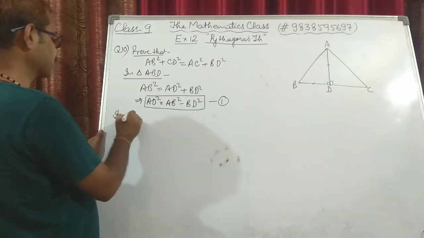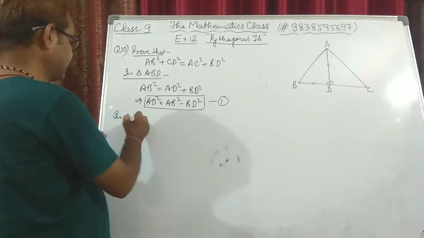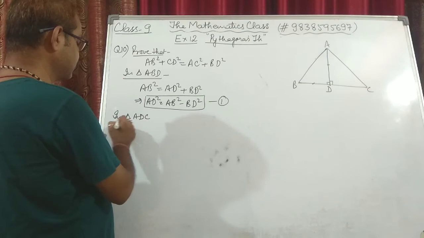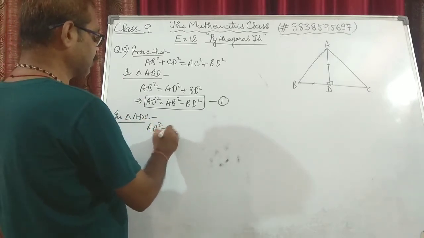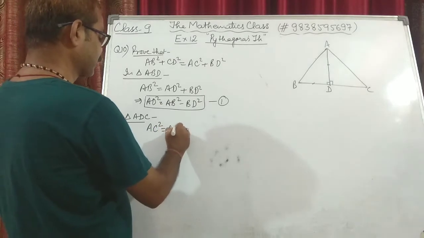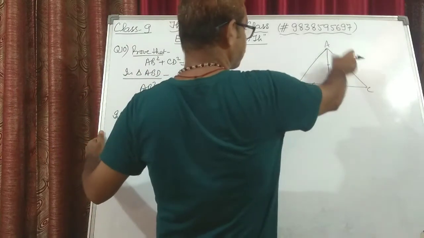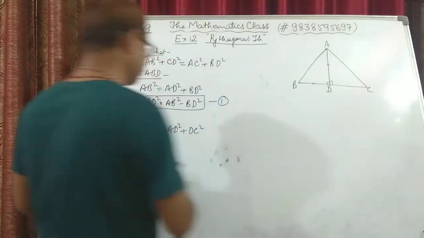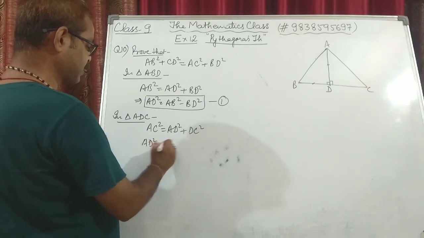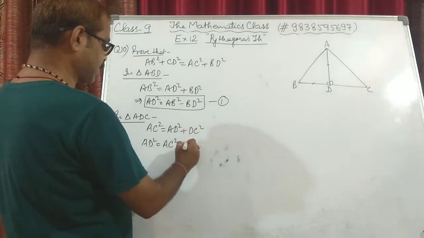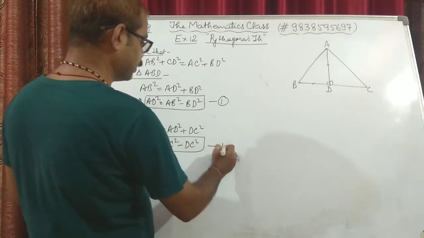Now let's move on to the second triangle. So in triangle ADC, what do we have? AC square. Again, according to Pythagoras theorem, AC square is equal to AD square plus DC square. Hypotenuse square is equal to the sum of the squares of the other two sides. So from this also we can say AD square can be written as AC square minus DC square. This is equation number 2.